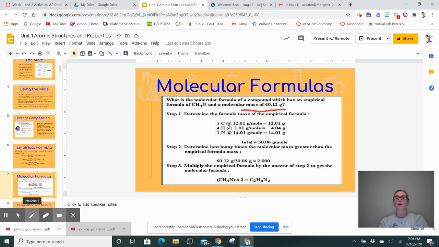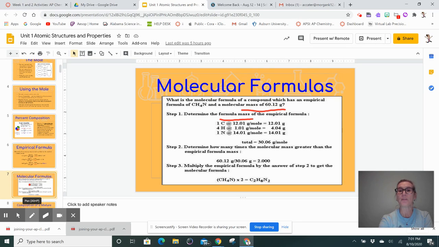So we're going to determine the formula mass, and the formula mass is just the mass of the empirical formula. Okay, so we have one carbon, so that's 12.01. We have 4 hydrogens, that's 4.0. And remember, these are atomic masses off the periodic table. And we have 1 nitrogen, which is 14.01.